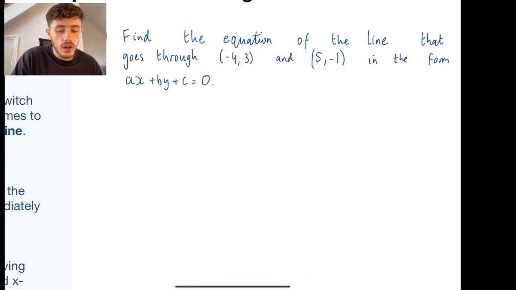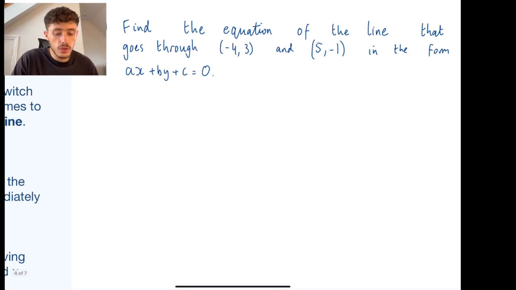Find the equation of the line that goes through -4, 3 and 5, -1 in the form of ax plus by plus c equals 0. So to form any straight line equation, we need the gradient of the line and we need the y-intercept, which again normally you'd write as y equals mx plus c. So we're just making a slight change there when it gets to A-level.